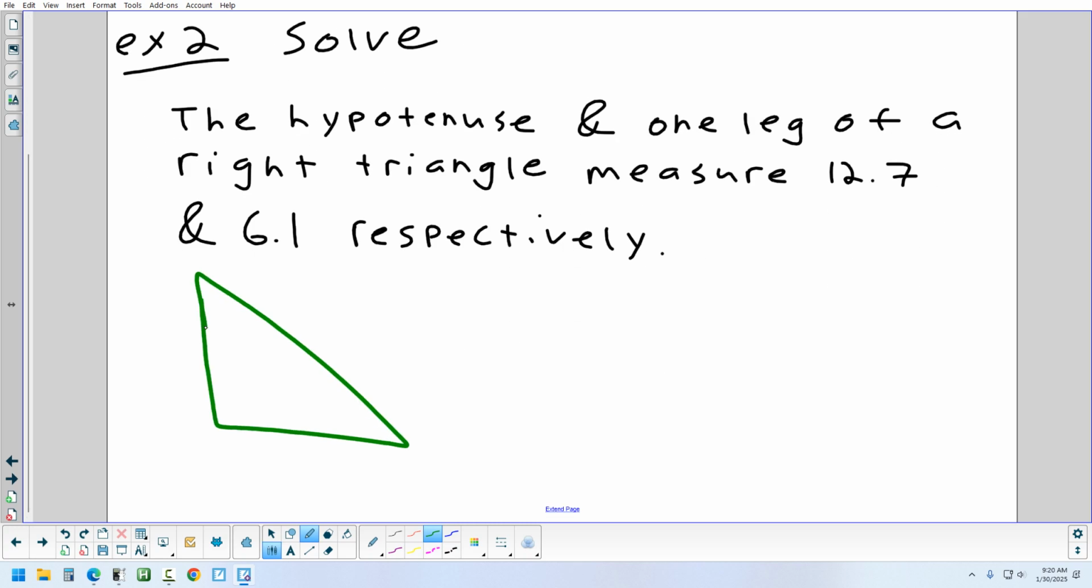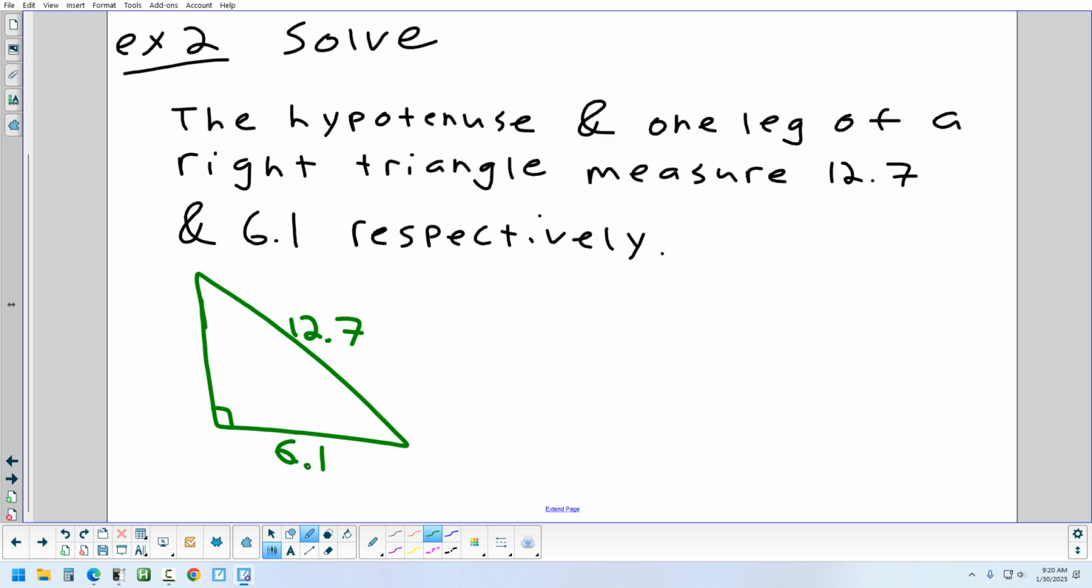And it says it gives you the hypotenuse. Yes, it also says it gives you a leg. So it gives you a hypotenuse and a leg. Make sure you know which one is which. Okay, so 12.7, and that's 6.1.